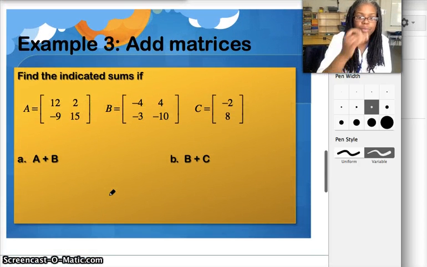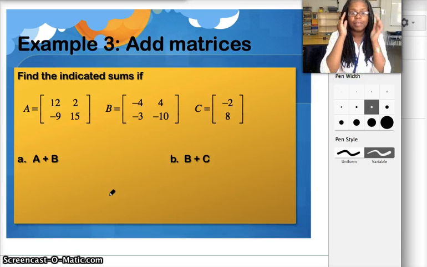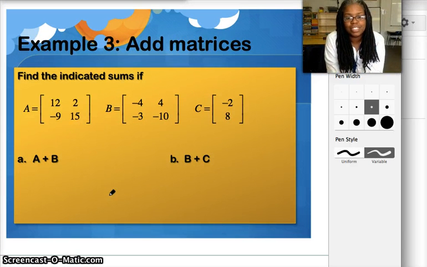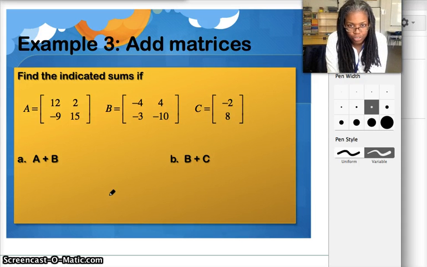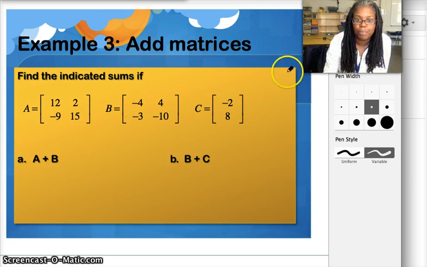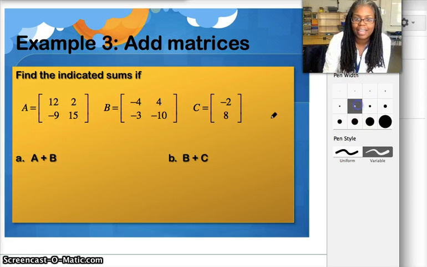Here in example 3, we're going to add matrices together. And you can only add or subtract matrices together. This is like a rule, so this is pretty important. You can only add or subtract matrices when they have exactly the same dimensions, okay? So some of the problems here we won't be able to do.